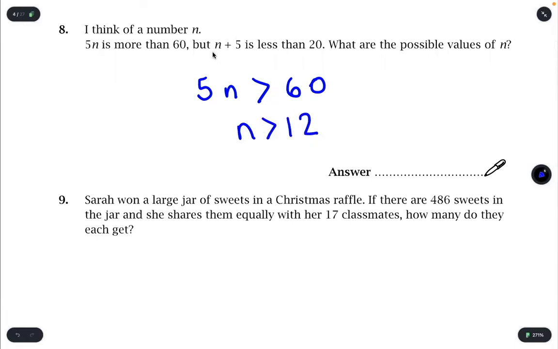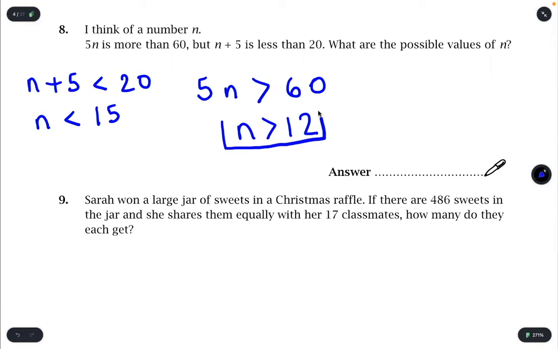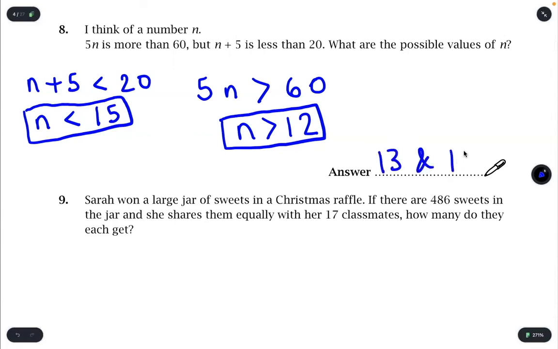But at the same time, we're saying n plus 5 is less than 20. If n plus 5 is less than 20, then n must be less than 20 take away 5. n must be less than 15. So here we're saying that n is bigger than 12, and here we're saying that n is smaller than 15. So it can't be 12 because it's not greater than or equal to, and this can't be 15 either. So they're numbers between 12 and 15, but not 12 itself and not 15 itself. In other words, we're just looking at 13 and 14.